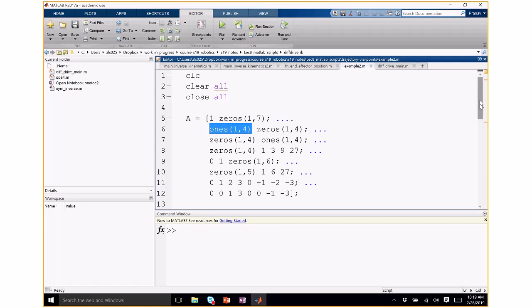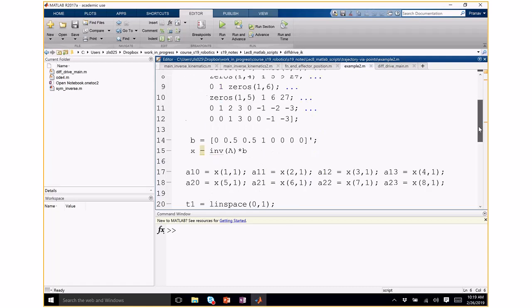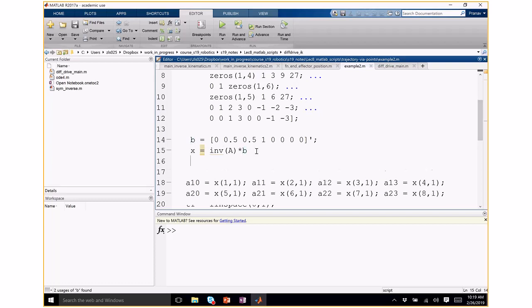But this is the A matrix. That's the B matrix. X equals A inverse B. We can check this with A backslash B. So when we print this, X should be the same. So I tried that.